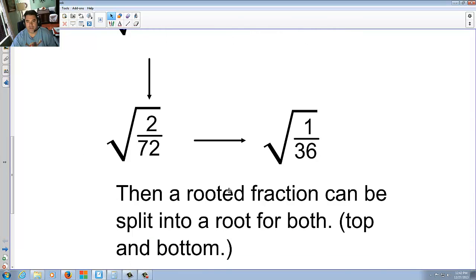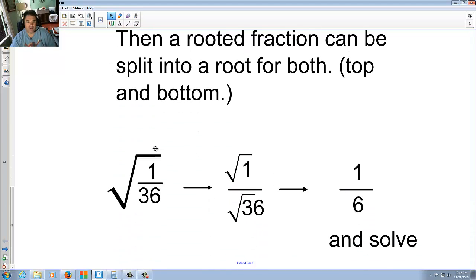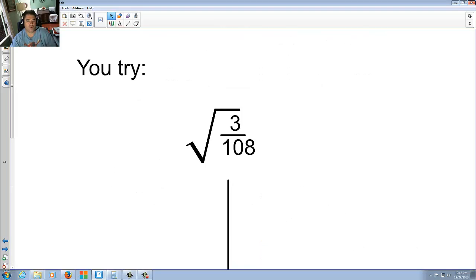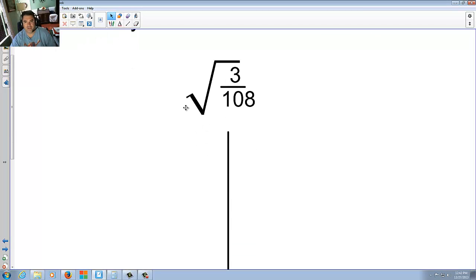Now at that point, a rooted fraction can be split into a root for both. In other words, a root on top and a root on the bottom. So root of 1 over 36 becomes root of 1 over root of 36. Root of 1 is 1 because 1 times 1 is 1. And root of 36 is 6 because 6 times 6 makes 36. You try. Go ahead. Let's see how you did.